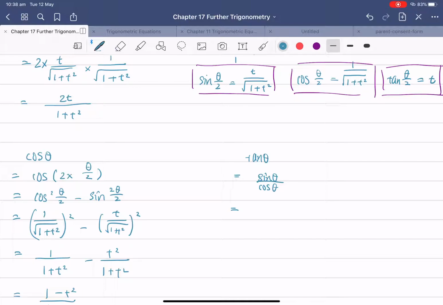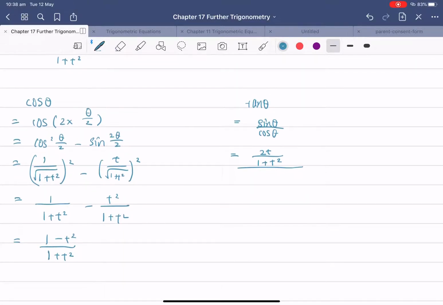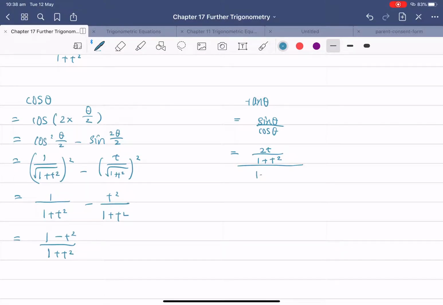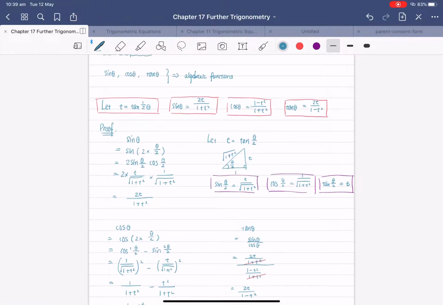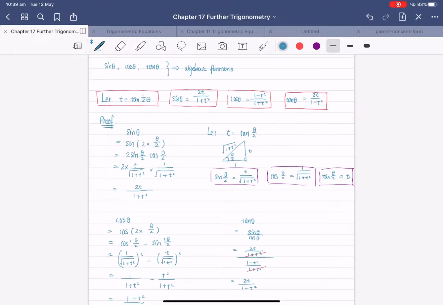We know what sine theta equals. In terms of t, sine theta is equal to 2t over 1 plus t squared, over cosine theta, which is equal to 1 minus t squared over 1 plus t squared. If you do the calculation by crossing the two denominators out, you are going to get 2t over 1 minus t squared. So here we go, those are the proofs for the t-formula substitution.